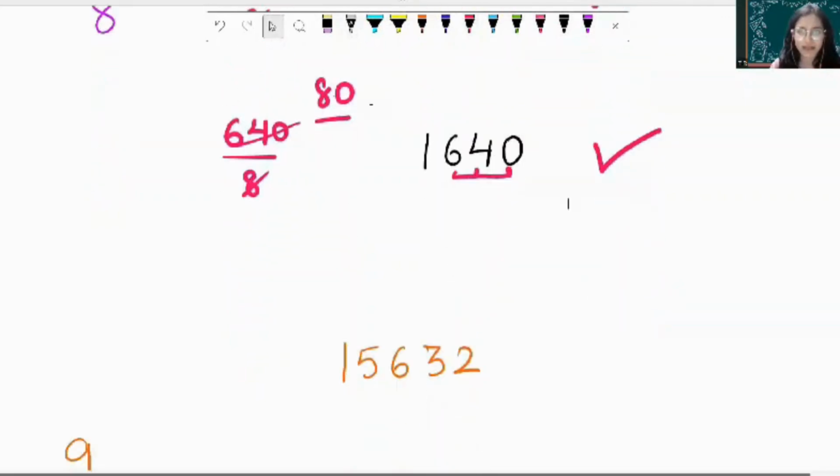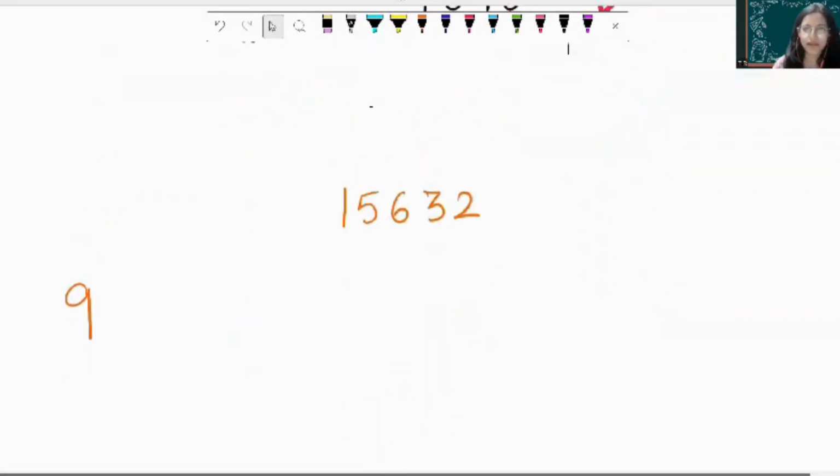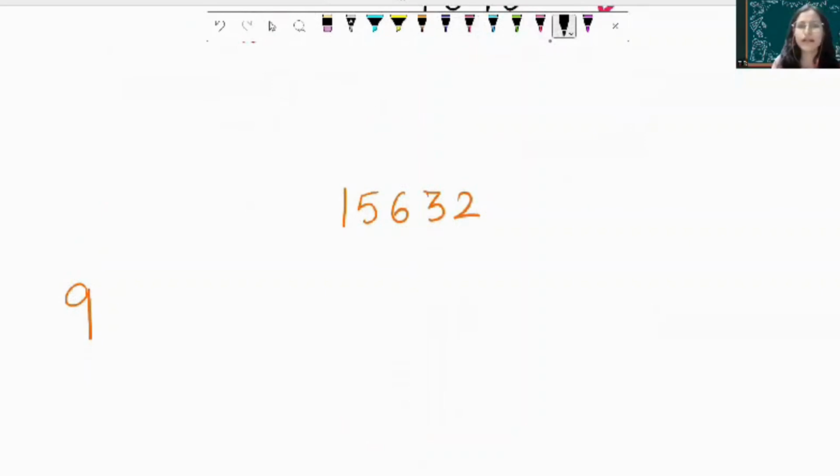Let's check the next one. What do we have next? It's number 9. So here we are going to see how we can check whether a number like 15,632 is divisible by 9 or not. Well, here the rule is repeating. It is similar to the number 3.